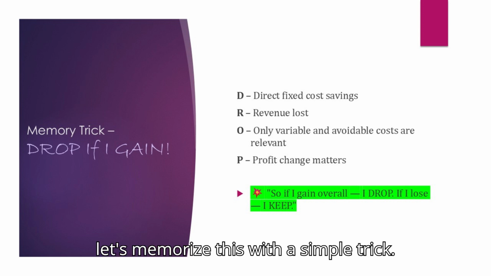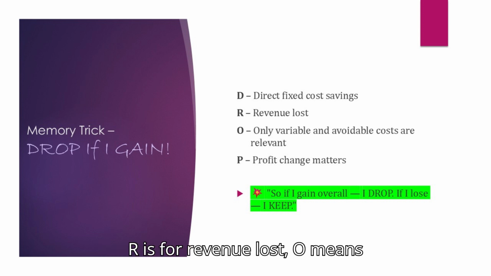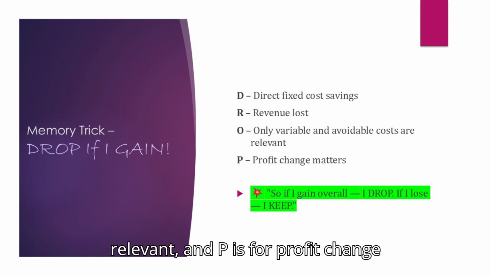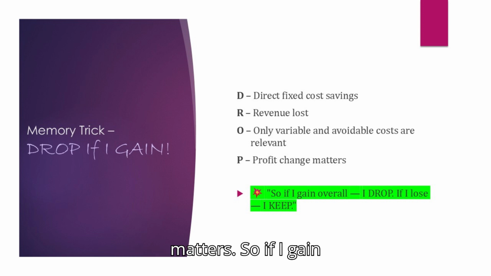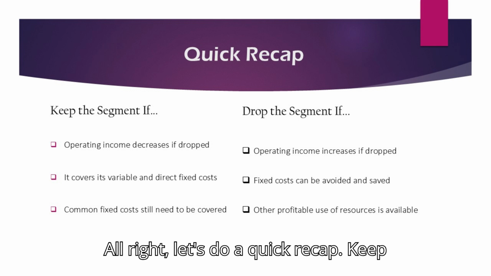Okay, let's memorize this with a simple trick. D stands for direct fixed cost savings, R is for revenue lost, O means only variable and avoidable costs are relevant, and P is for profit change matters. So, if I gain overall, I drop. If I lose, I keep. Easy, right? All right, let's do a quick recap.